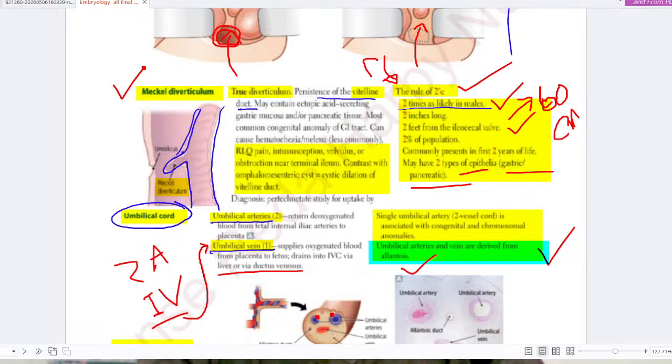Okay, so what is the rule of two? We are talking about Meckel's diverticulum. It happens mostly in males, two times more in males, and it is 2 inches long, 2 feet from the ileocecal valve, and it happens in 2% of the population, commonly present in the first 2 years of life, and may have two types of epithelium, gastric and pancreatic. Very nice. Can you say some of this? What is the rule of two?